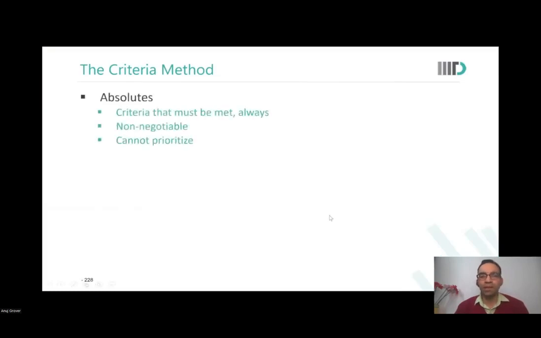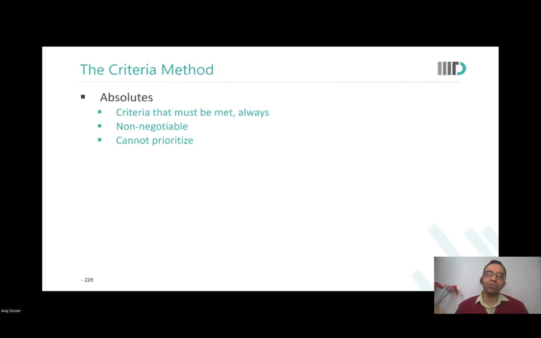What this means is that we define two sets of criteria. One set of criteria are absolutes. These are the criteria that must be met always. They are non-negotiable, and you're not really looking at prioritizing amongst them. They simply have to be there.